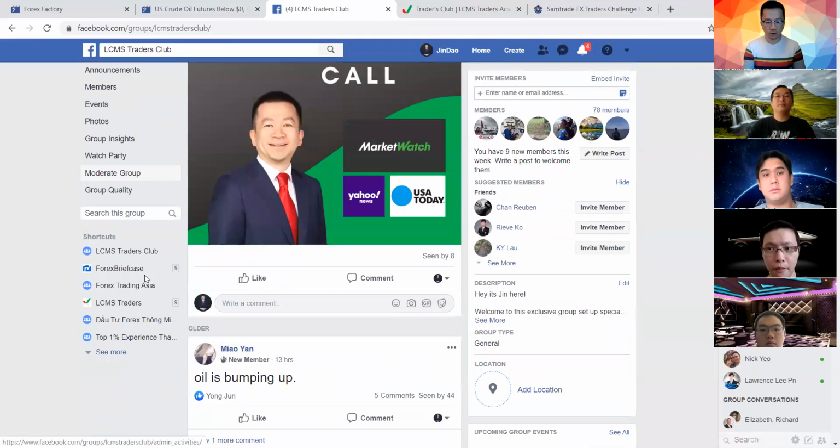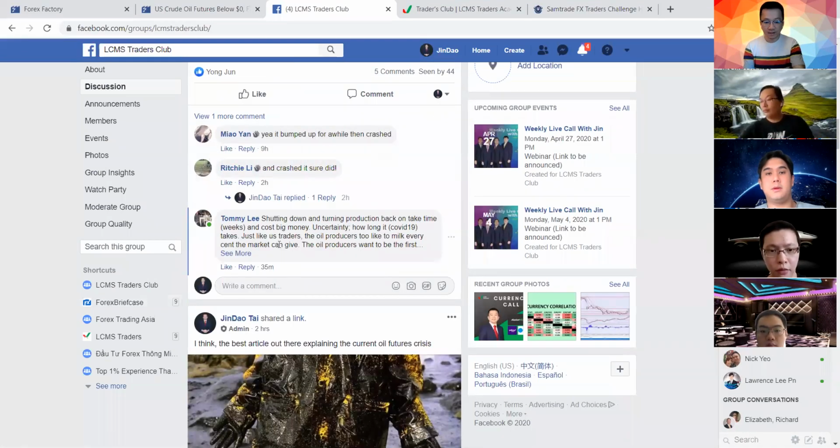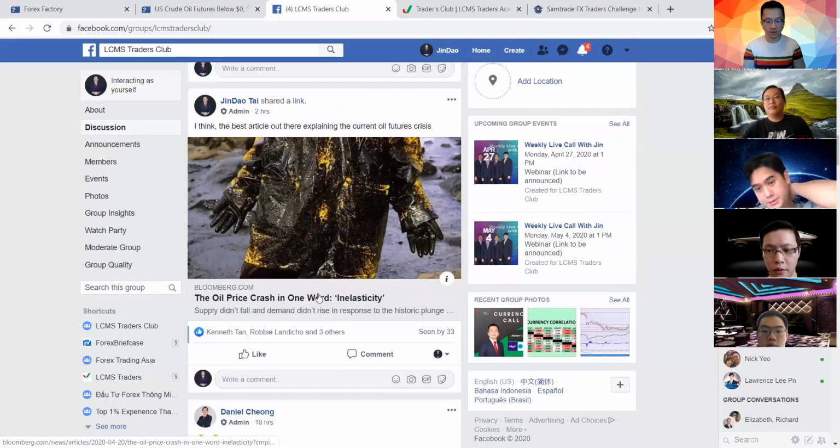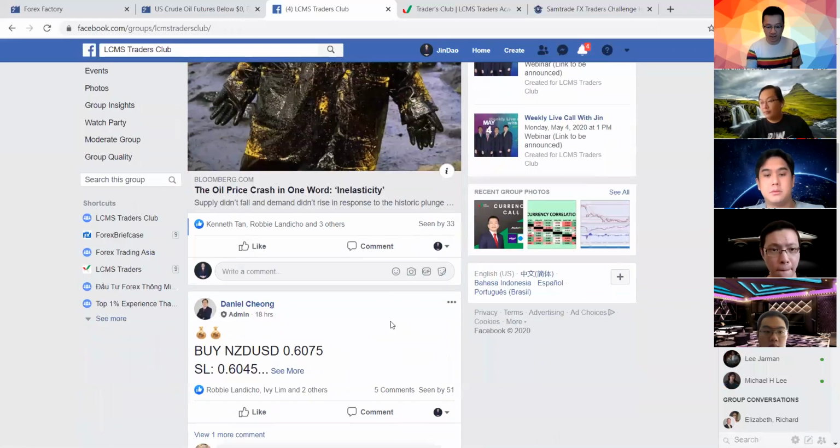So this currency call was put up there. We have people talking about crude oil even late last night. Analysis was all there. This was one of the very good articles I found this morning talking about crude oil, explaining the analysis that I just shared with you. So you can read more there as well.